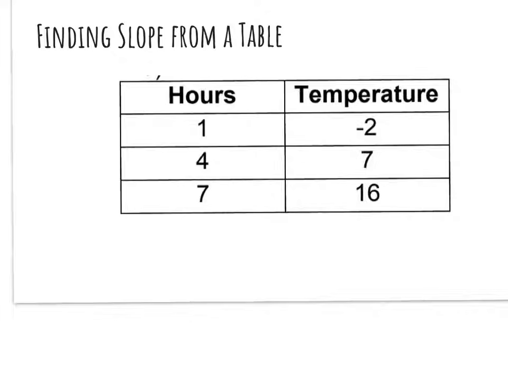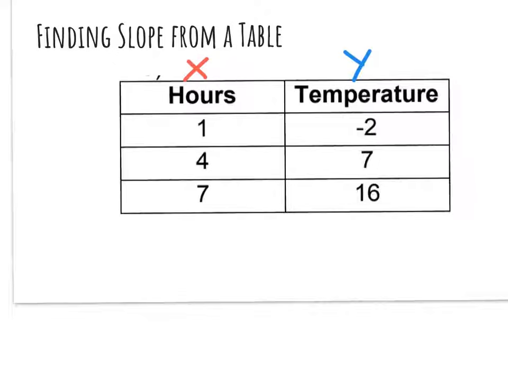Another example of finding slope is from a table. Remember, it's still the change in y over the change in x. In this case, our y is going to be temperature, and our x is going to be hours. Remember, the temperature depends on the hours, so temperature has to be y.